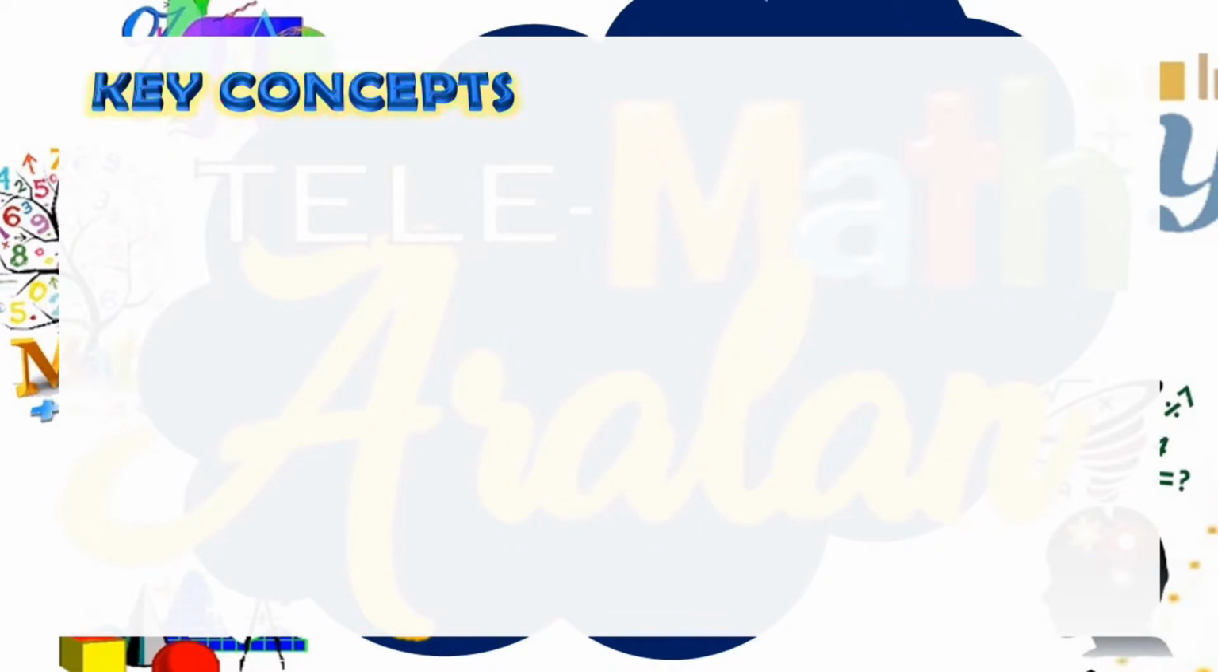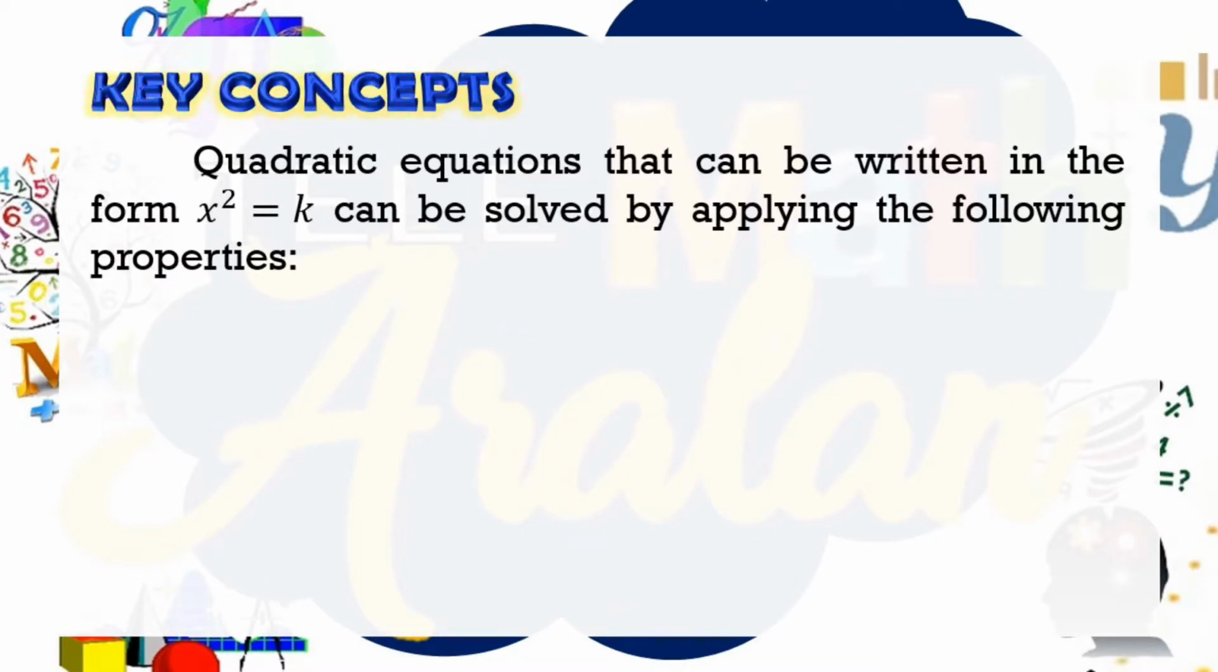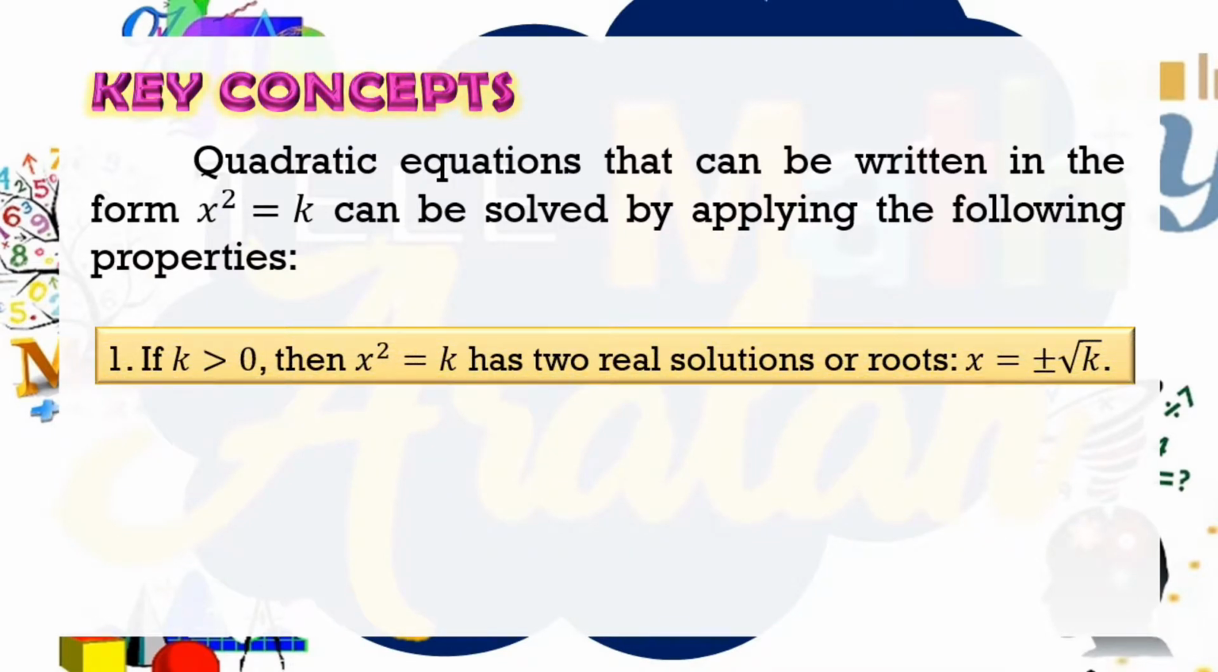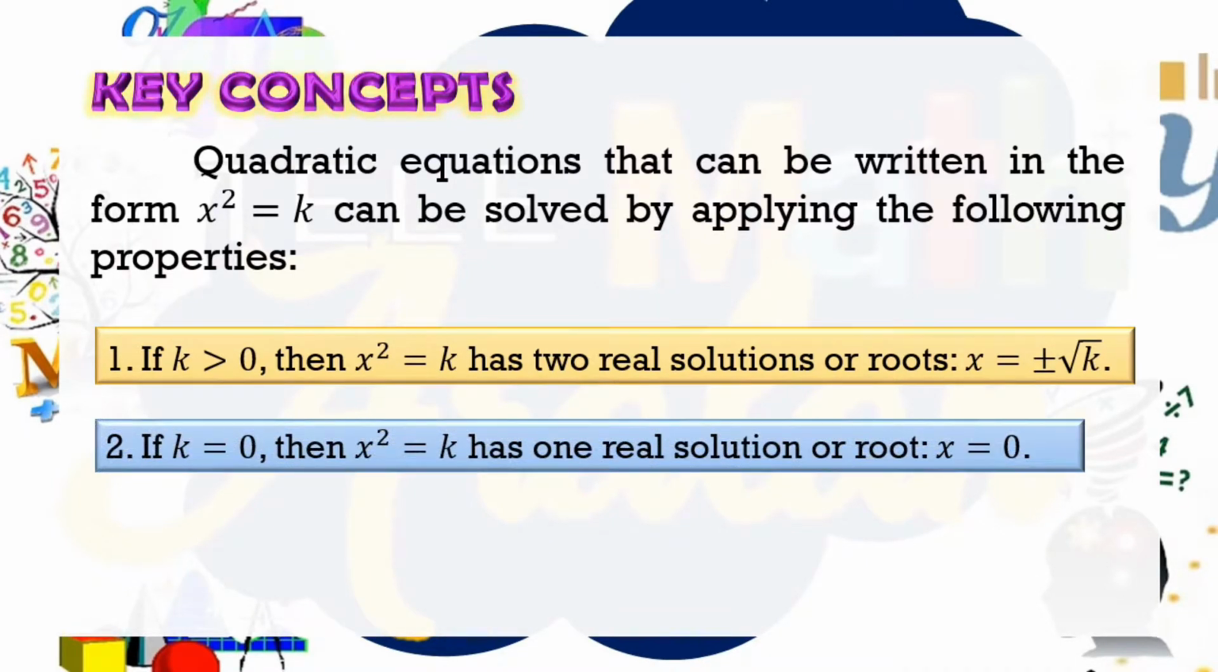Before we start, you have to remember the following key concepts. Quadratic equations that can be written in the form x squared equals k can be solved by applying the following properties. First, if k is greater than 0, then x squared equals k has 2 real solutions or roots, that is, the value of x is equal to positive or negative square root of k.